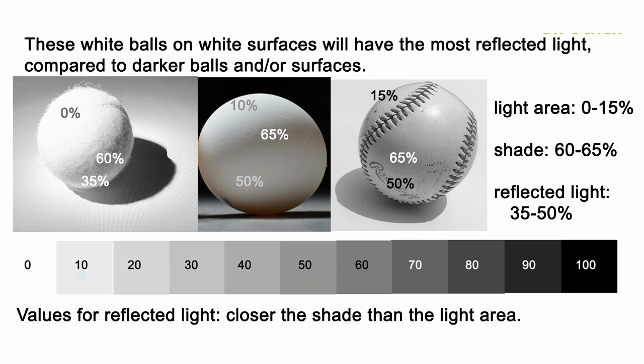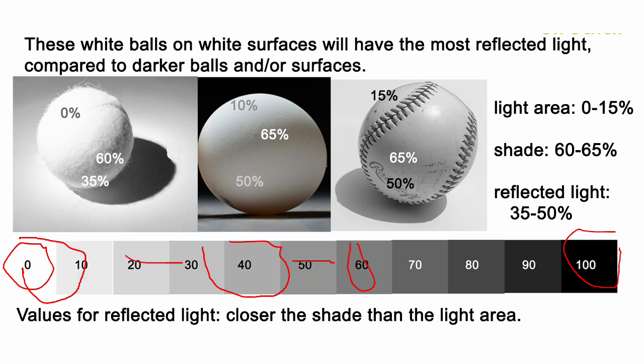Here are 3 white balls on white surfaces. To get the values right, I like to compare them to Photoshop scale, where white is 0% black and black is 100% black. For these 3 balls, you can see that the light area is only from 0 to 15% black. The shade is from 60 to 65% black, while the reflected light is 35 to 50% black. So you can see that the values for the reflected light are closer to the values for the shade than the light area.